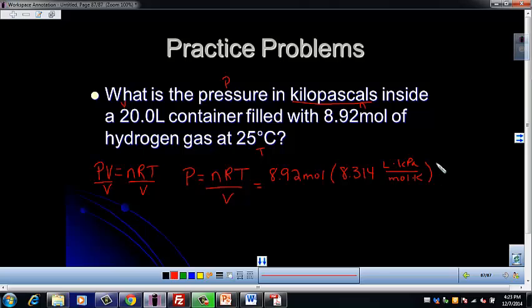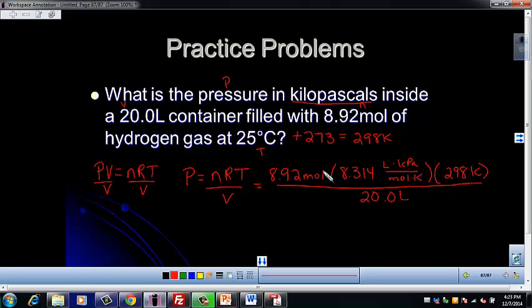All right. Now remember that for all gas law problems, you will always convert your temperature from C to K. So we're going to add 273 to that, and that's going to give us 298 K. So we'll go ahead and put that in our problem. And then our volume, you want to make sure that's in liters, and that will be 20.0 liters. And let's go ahead and cancel our units. We've got moles here and moles here, liters here and liters here, K here and K here, and we're left with kPa, which is our pressure unit.